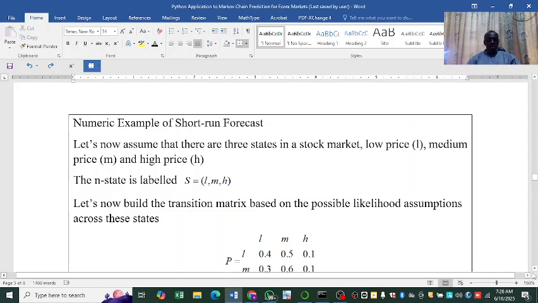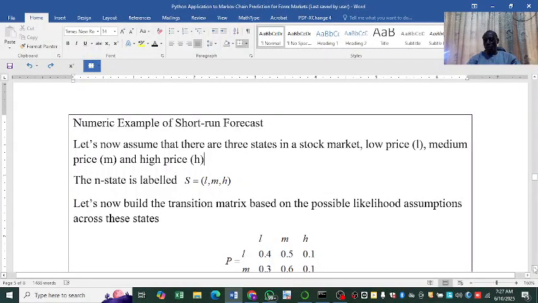Here we have 3 states: L, M, H. These are low, moderate or medium, and high. These are the states that we can experience in an economy or in a stock market. So the states are labeled low, medium, and high.